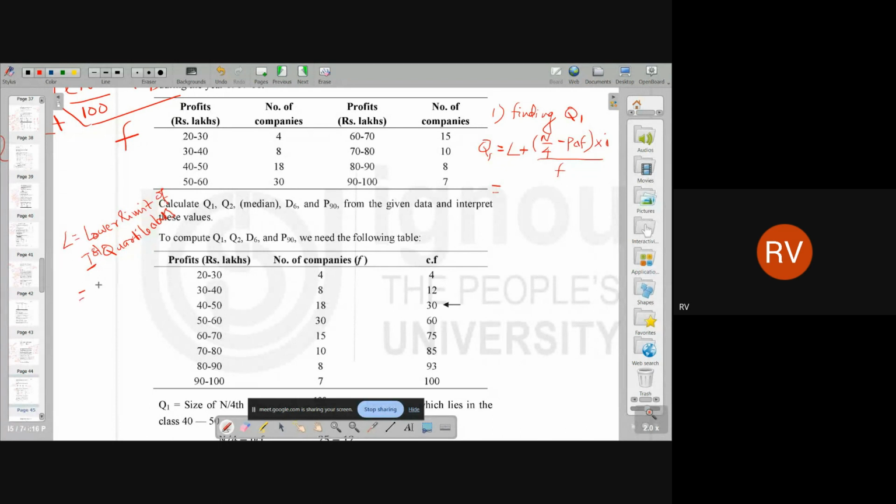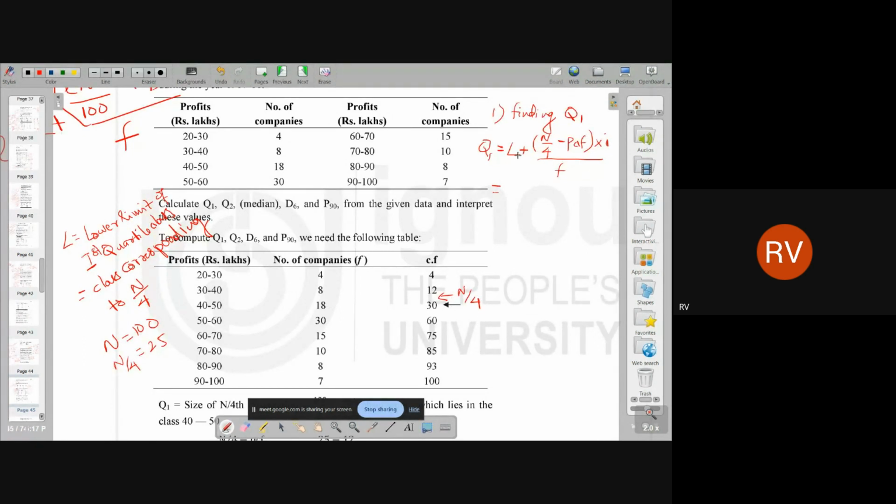Lower limit of first quartile class. First quartile class എന്ന് പറഞ്ഞാൽ എന്താണ്? That is the class corresponding to n by 4. Here n is equal to 100, so n by 4 is 25.